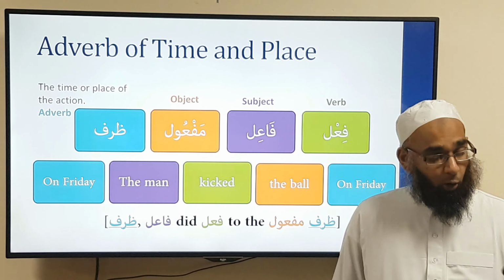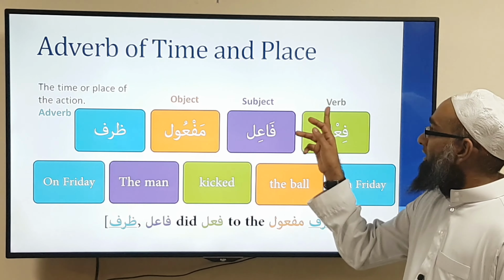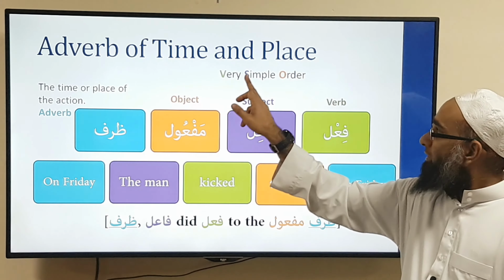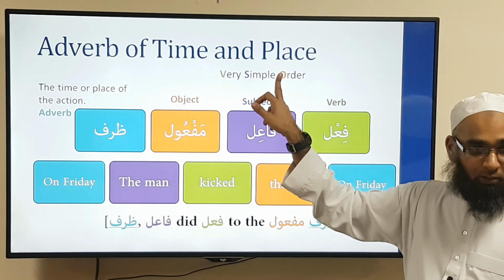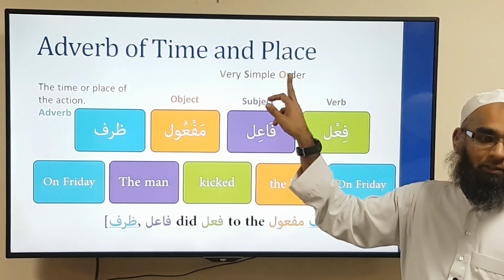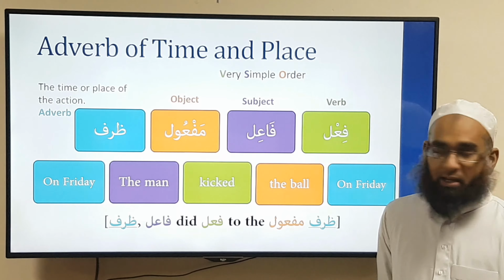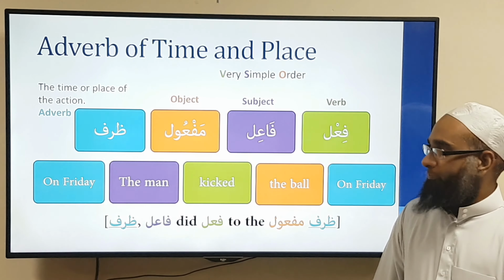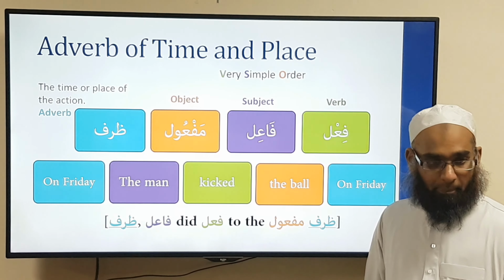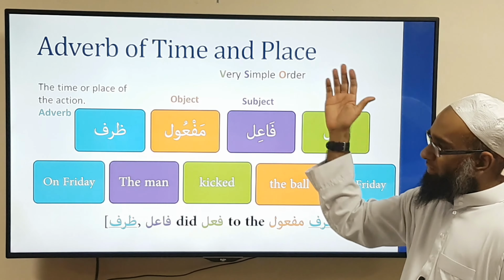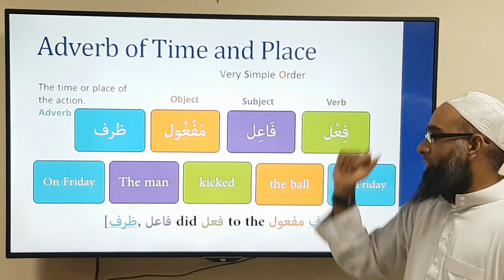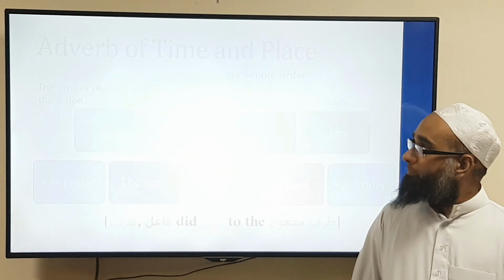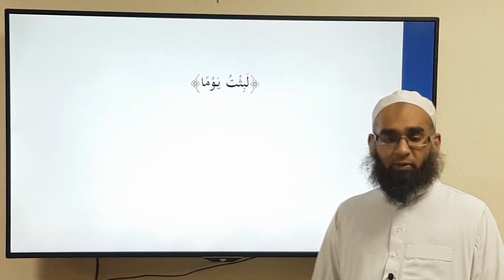And the way to remember the sentence order in Arabic is this: V, S, O. Very simple order. V for verb, S for subject, and O for object. So that's the way to remember it if you get confused: verb, subject, and object. And then obviously the adverb, the zarf, will come after it, if there's one. And in translation, it's quite flexible. Right. Now let's give one example.